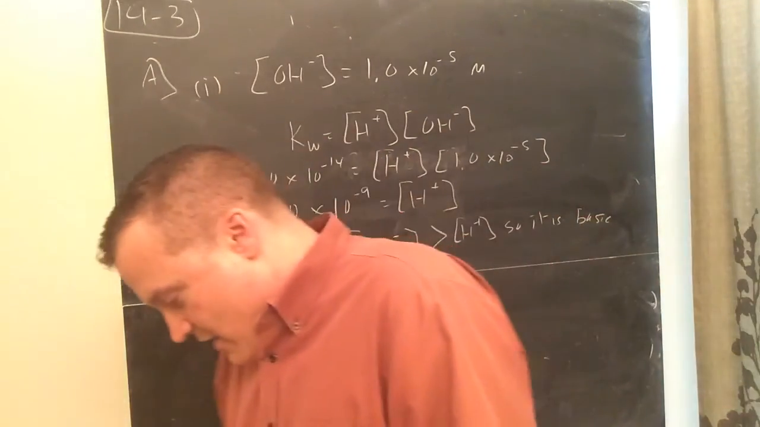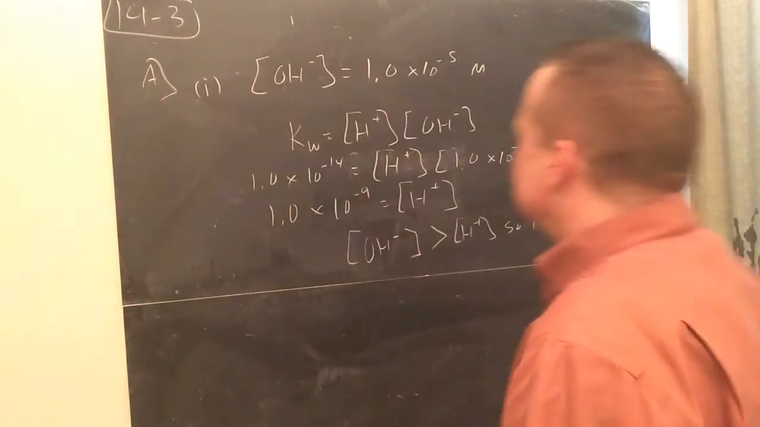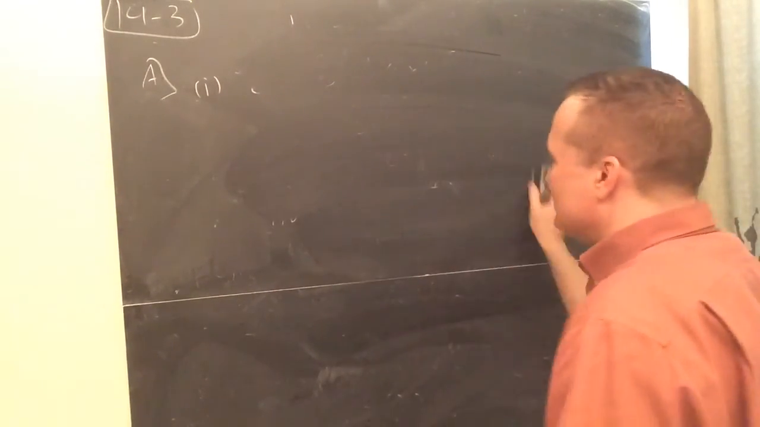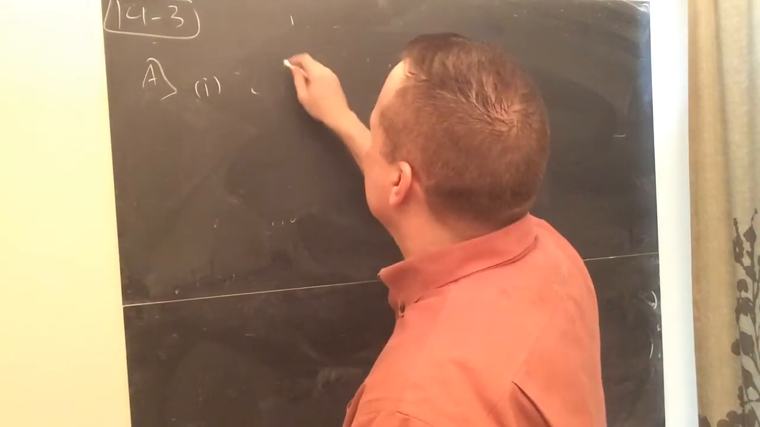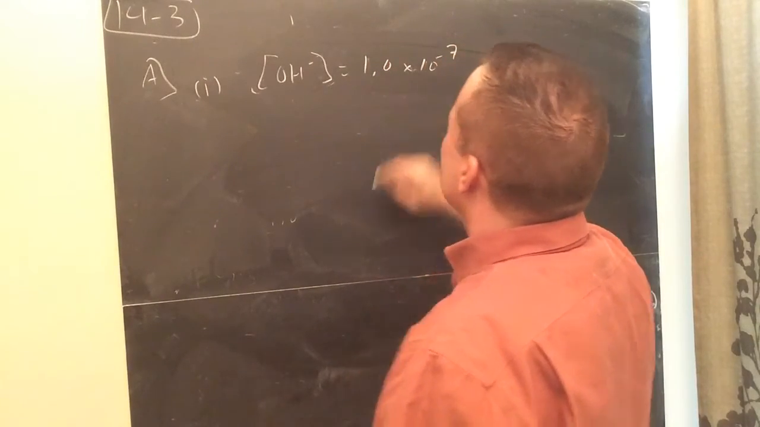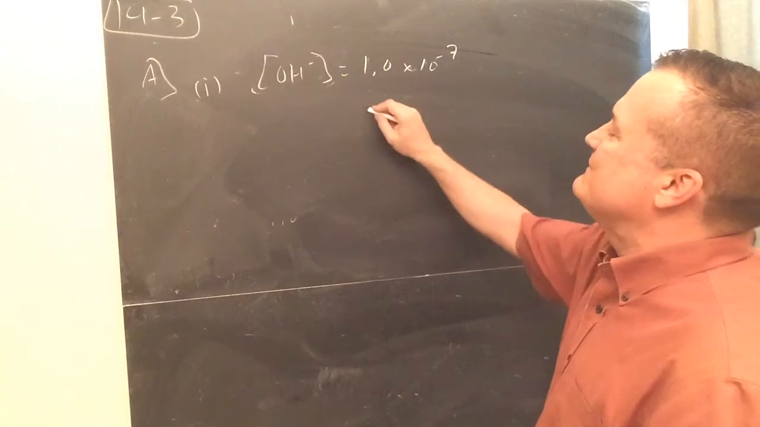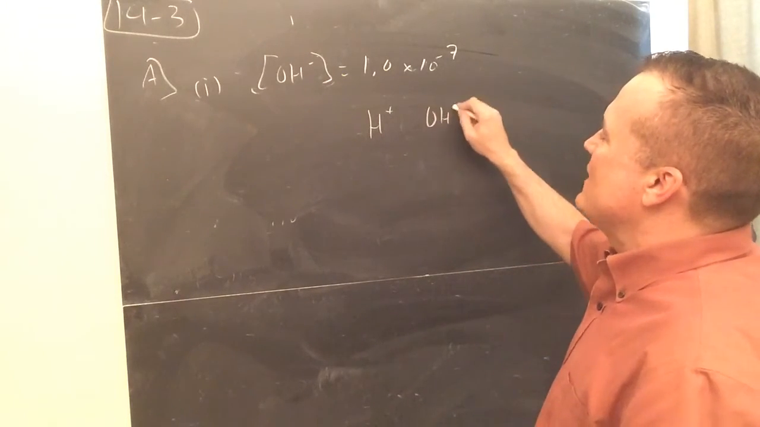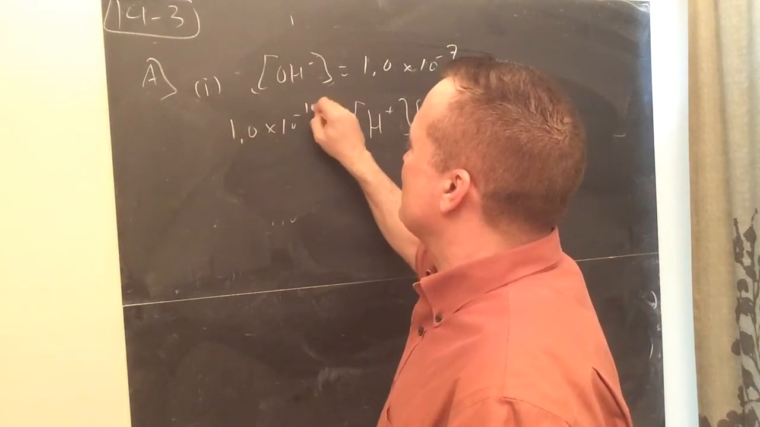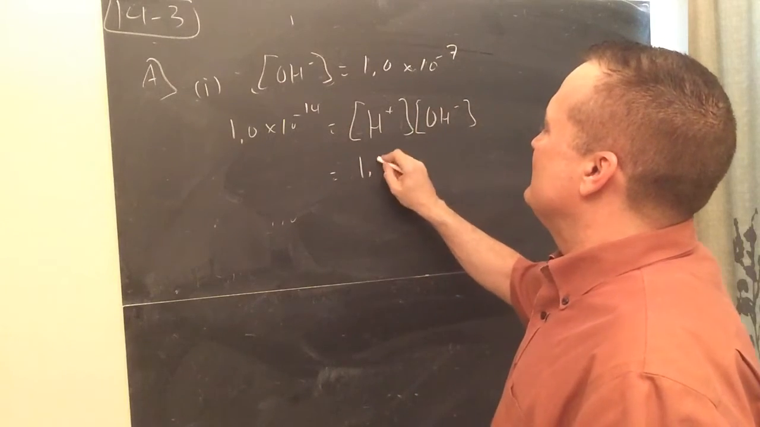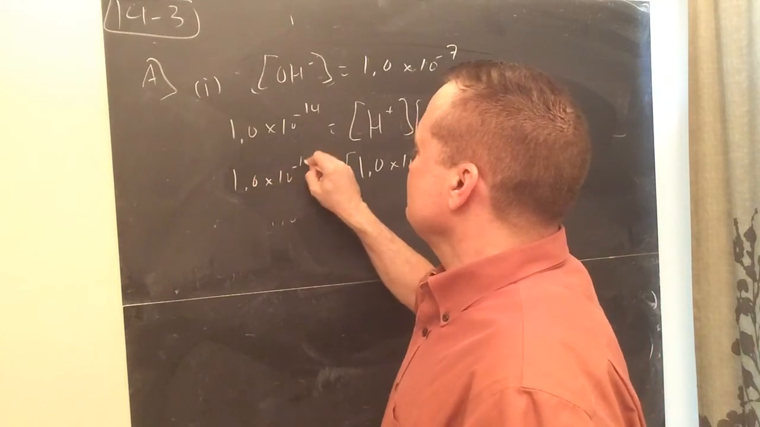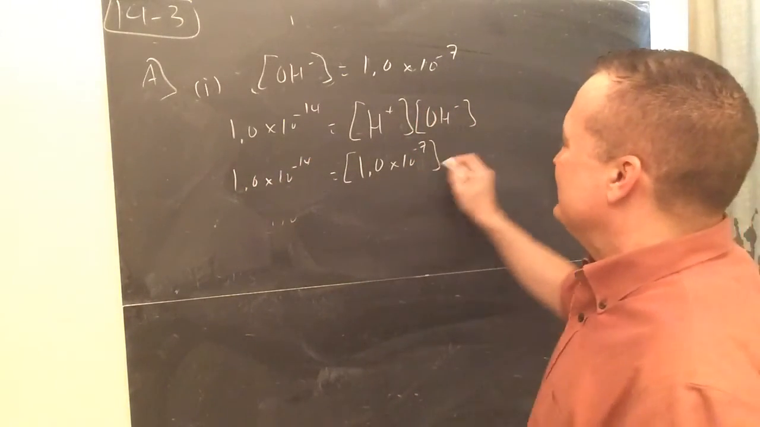Now, what if you have a solution that is 1 times 10 to the negative 7 hydroxide? That's an easy one. If OH negative is 1.0 times 10 to the negative 7, we already know that H plus is going to be the same, because H plus times OH negative has to give you 1.0 times 10 to the negative 14. So it must be 10 to the negative 7.